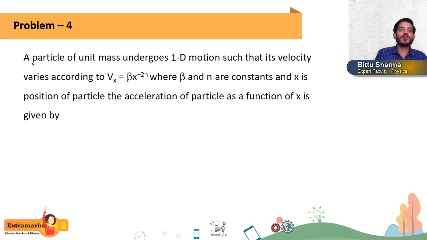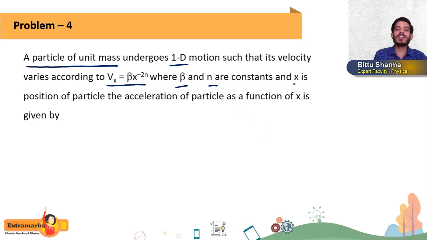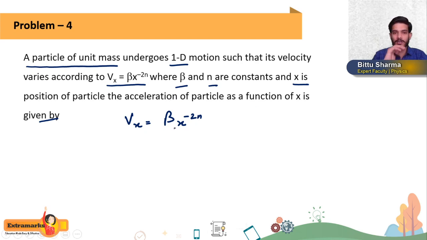The question I have for you is: a particle of unit mass undergoes one dimension motion such that its velocity varies according to Vx is equal to beta x to the power minus 2n, where beta and n are constants and x is the position of the particle. The acceleration of the particle as a function of x is given by. So they are asking what will be the acceleration of the particle in terms of x. Velocity is beta x to the power minus 2n, and beta and n are constants. Now we have to calculate acceleration.